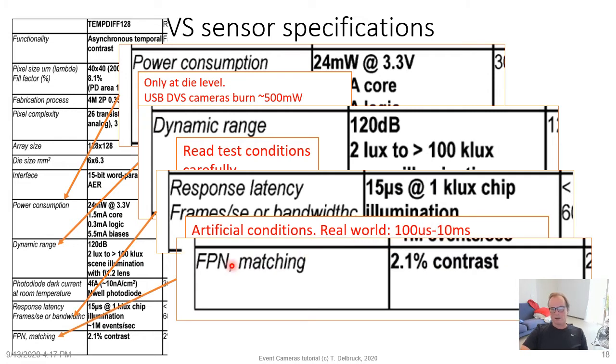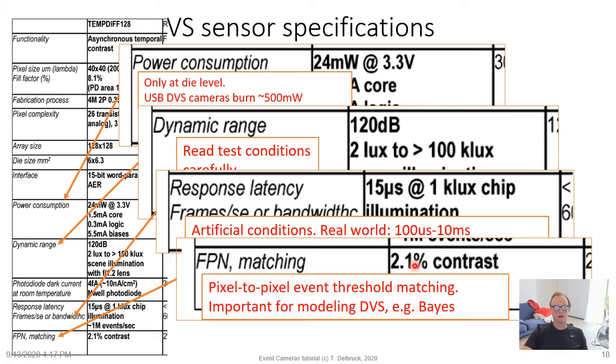And finally, people report fixed pattern noise. In CMOS image sensors, you typically report the pixel response non-uniformity. Here we report the fixed pattern noise as the uniformity of the temporal contrast threshold, the threshold to make a log intensity change event. And I'll say more about that later too.